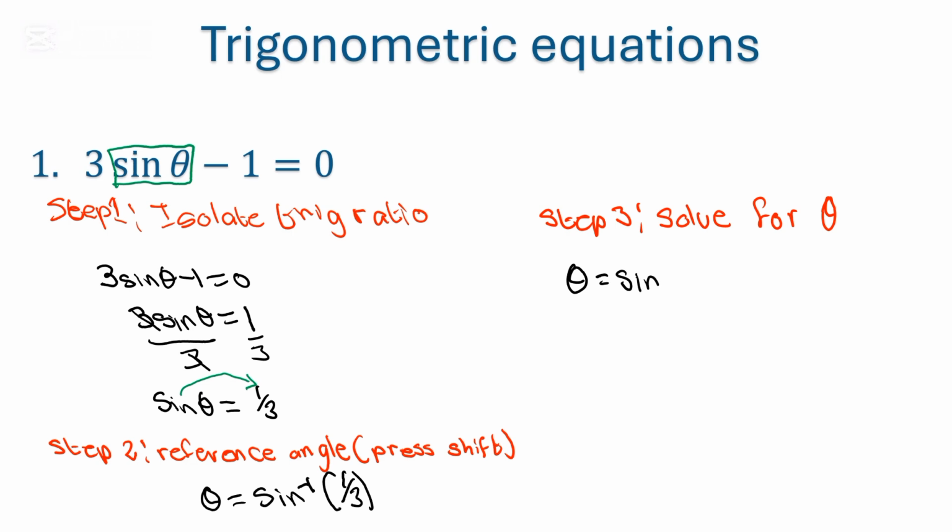So sine -1 of 1 over 3, when you hit it with the calculator, gives an answer of 19.47 degrees, converted to decimal places, and by that you have solved your given equation. Usually the question would say solve for theta, and you solve your theta like that.